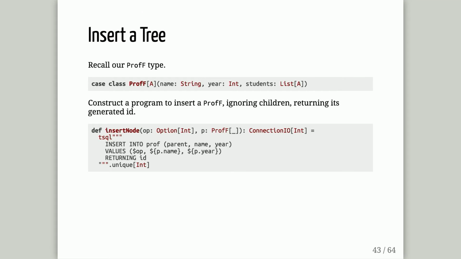Okay, here we go. So let's insert a tree. So recall our profF type. The first thing we're going to do is make a program that inserts a profF, just ignoring the children and returning the generated ID. So this insert node method takes an optional parent ID and then the profF that we want to insert. What this constructs is a program that will do something with a database connection and give us an int back.